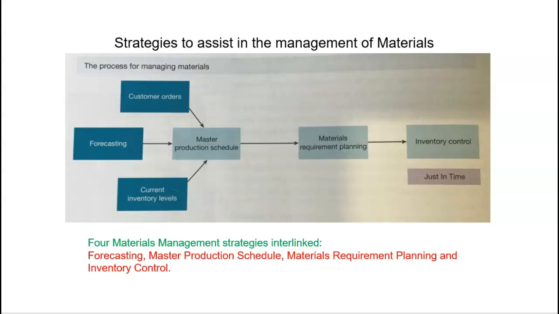We can see this diagram out of our textbook. Over on the left-hand side, we've got customer orders coming in, and we've got our current inventory levels, the materials that we're holding. What we do then is we forecast. We start with forecasting. That then leads to, as a result of our forecasts, us producing a production schedule for the factory. From that, we look at how much materials we need, and then once we get materials actually purchased and into our factory, we have to then control them. So that's where we look at inventory control through just in time. So it's a logical flow from one to the other.